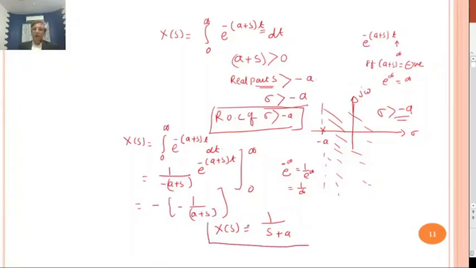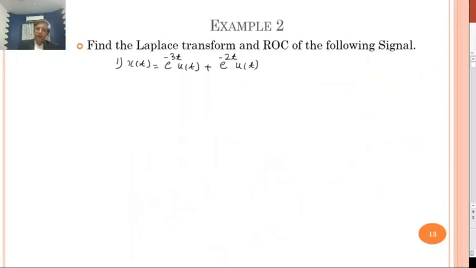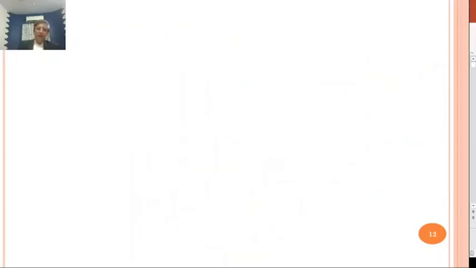And the ROC is sigma is greater than minus a. Then the second signal, x of t equal to minus e raised to minus at u of minus t, is non-causal.